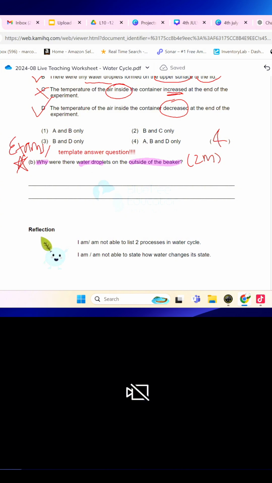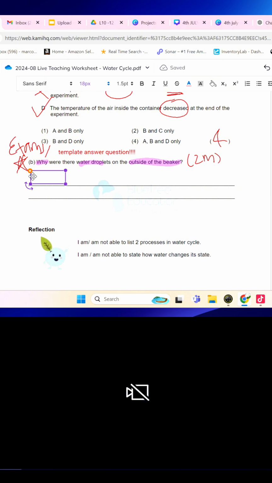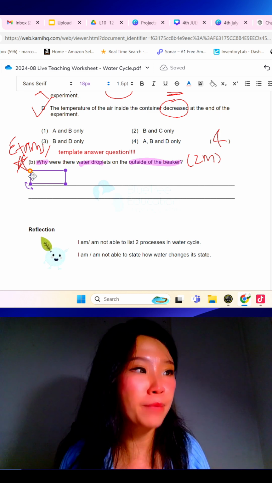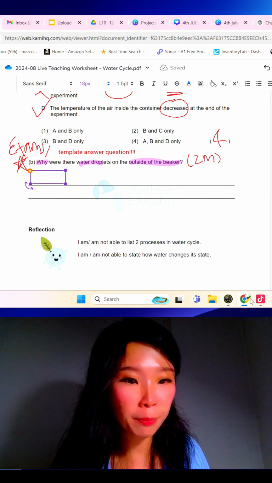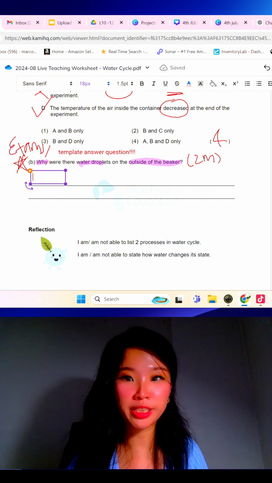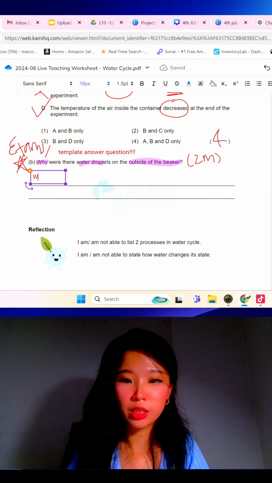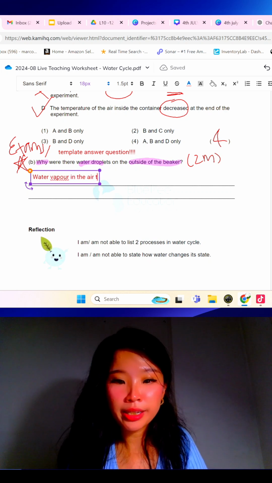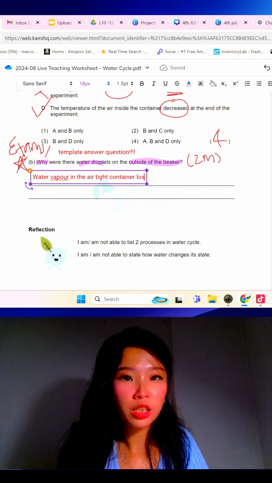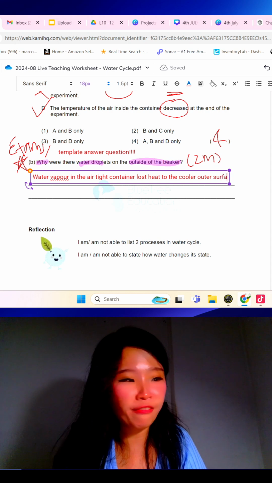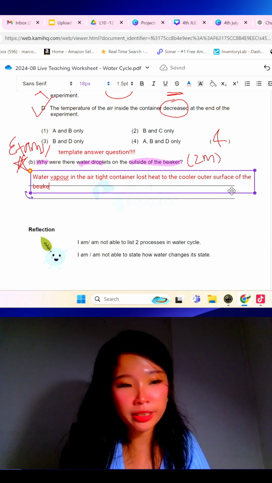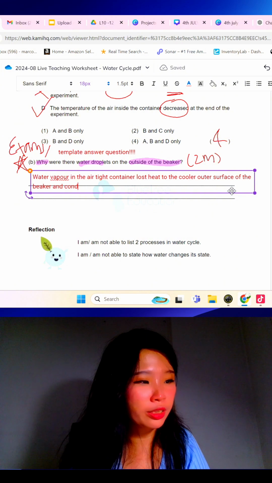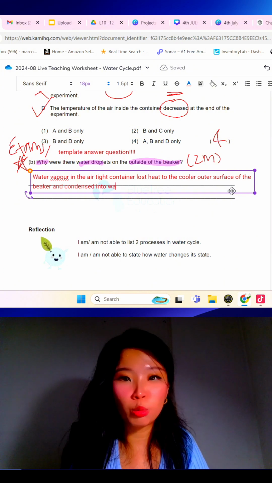Okay, so this is the template answer. For students who are not from BlueTree, take note, this one you must memorize. It's a confirm-come-out question. Just now I think there was some connection problem. Water vapor in the airtight container lost heat to the cooler outer surface of the beaker and condensed into water droplets.